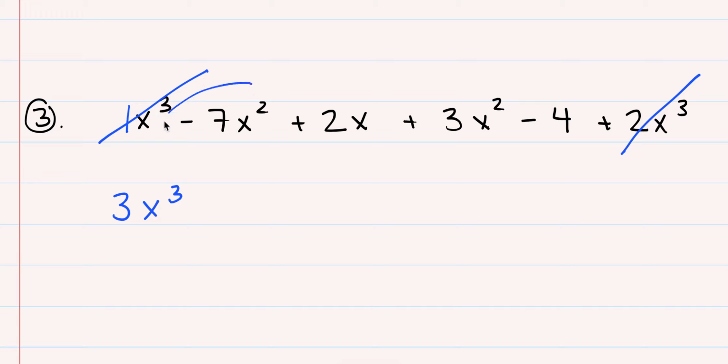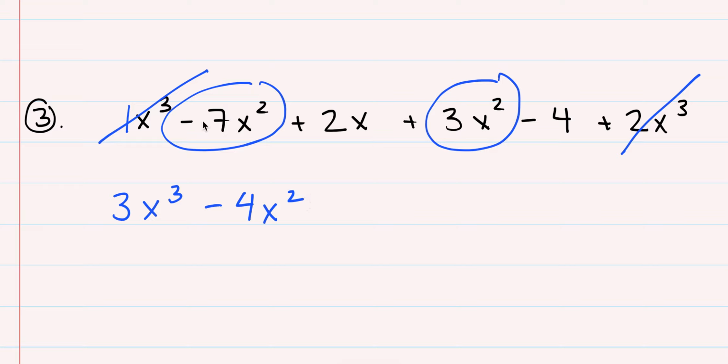I have a negative 7x squared and a 3x squared. 7, 6, 5, 4. This becomes a negative 4x squared. Remember, different signs, we subtract 3 from 7, and then take the sign of the bigger number here, which is 7. Okay, cross those out. We took care of them.